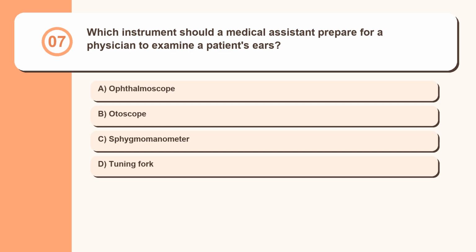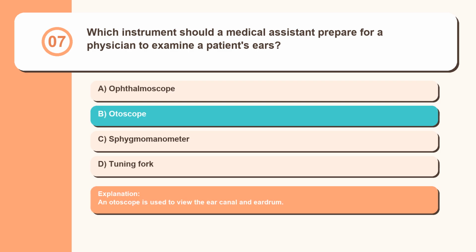Question 7. Which instrument should a medical assistant prepare for a physician to examine a patient's ears? Ophthalmoscope, otoscope, sphygmomanometer, tuning fork. An otoscope is used to view the ear canal and eardrum.